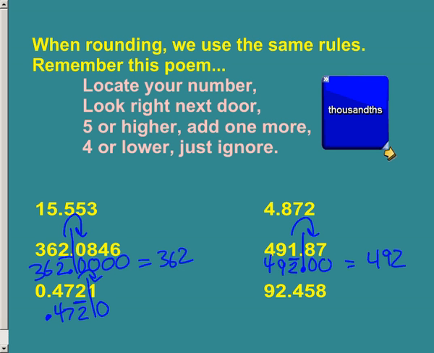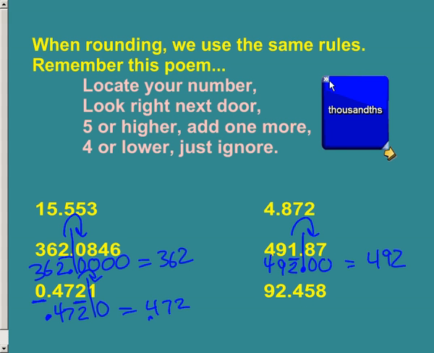Now everything after the fence, remember, becomes a 0. But since it's after our decimal, this is the same as just 0.472. And the 0 in the ones place, you could write, but it really isn't necessary either.